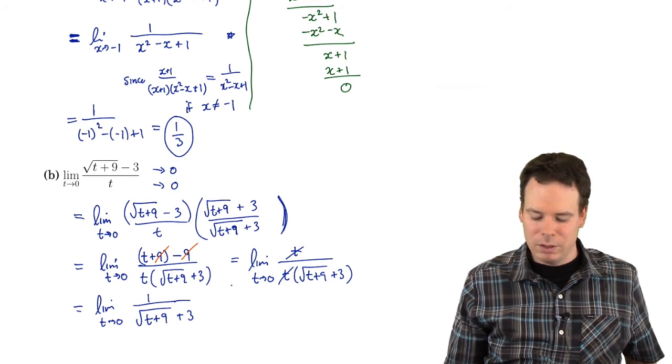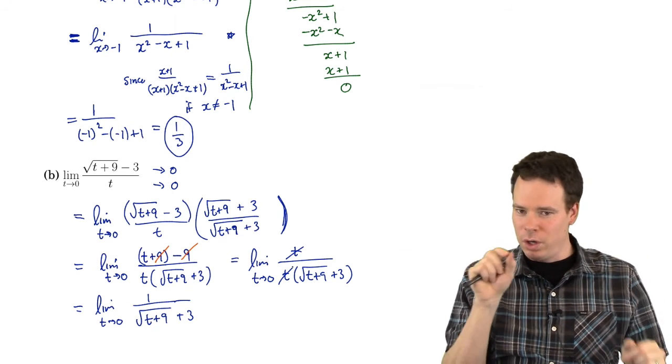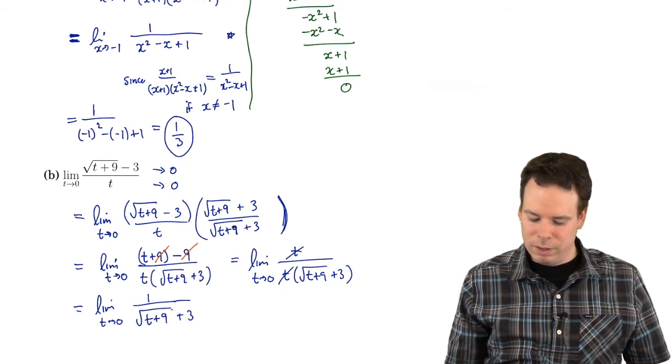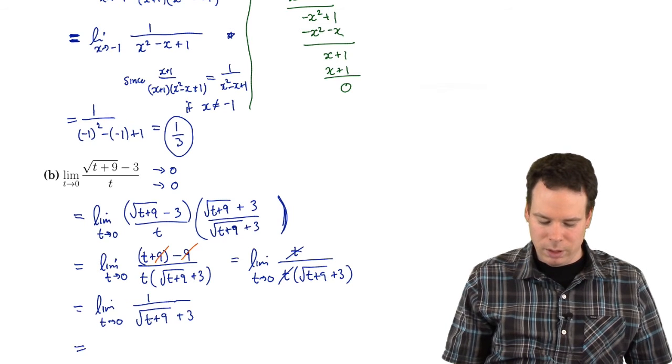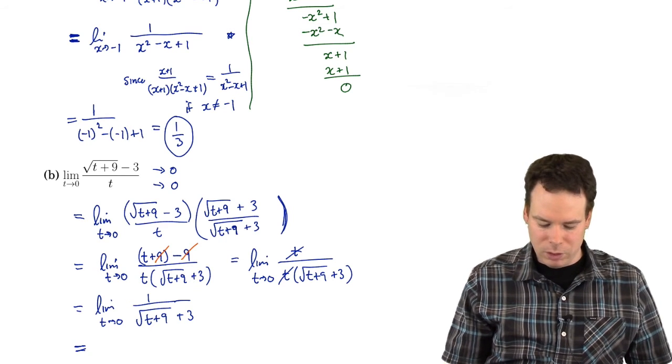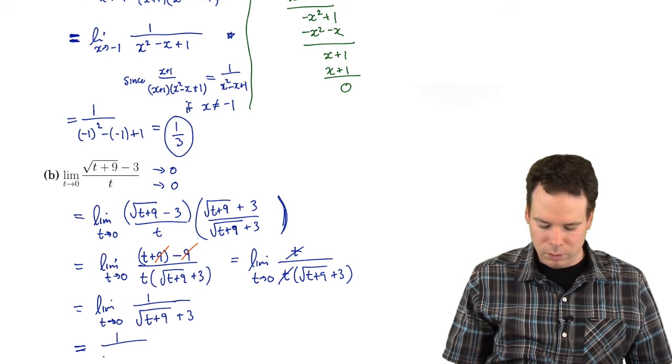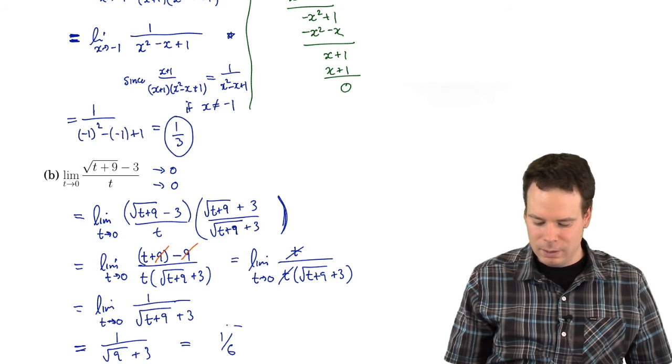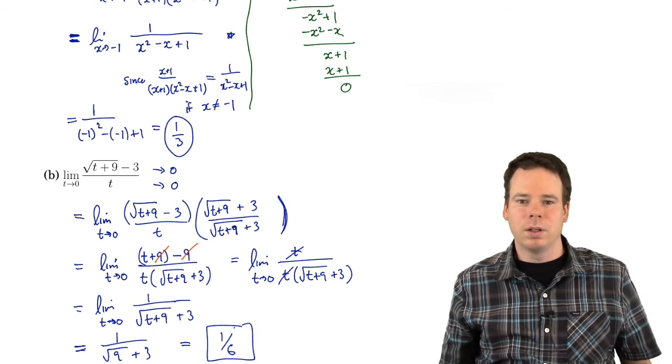These agree everywhere except at 0. So their limits are equal at 0, because the limit only depends on what's going on around 0, not exactly at 0. So their limits are equal. This second one, I can work out the value of its limit by directly substituting in 0 into the expression. So that's 1 over the square root of 9 plus 3, or 1/6, and there is our answer.